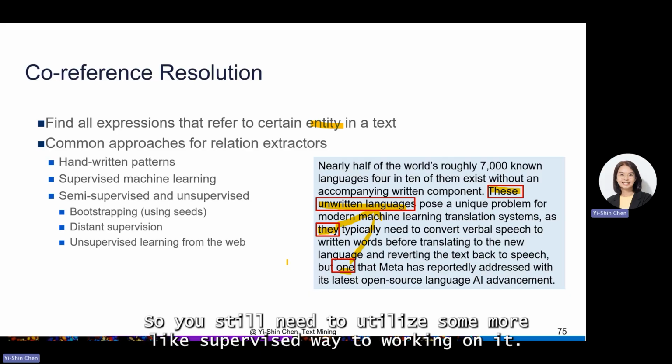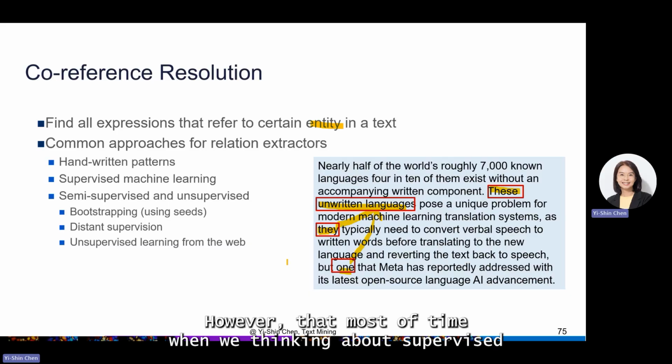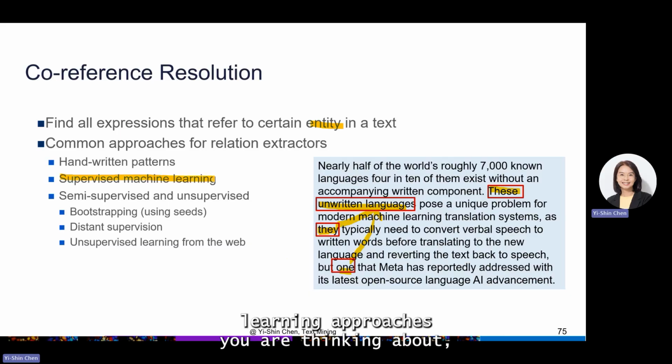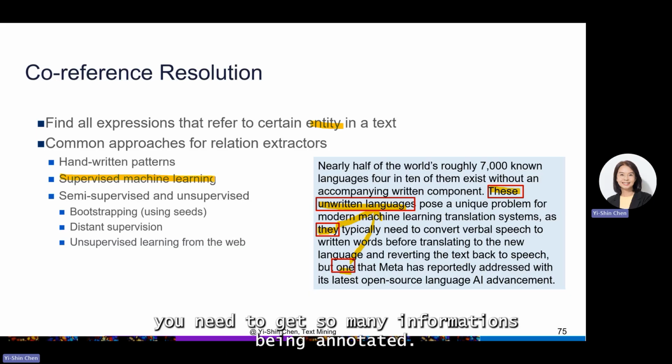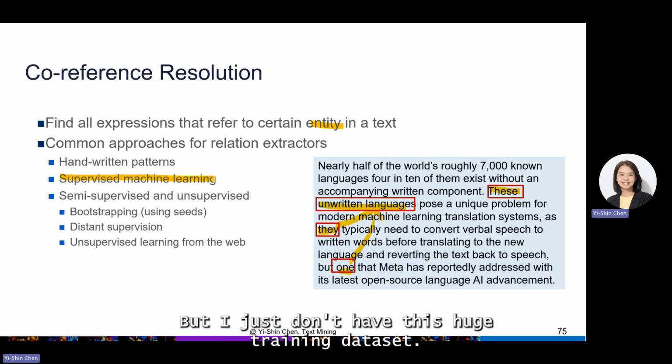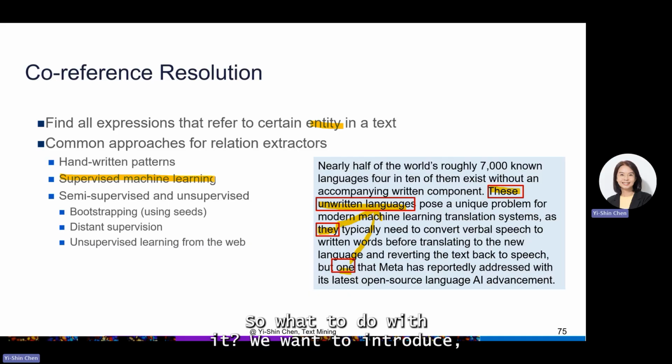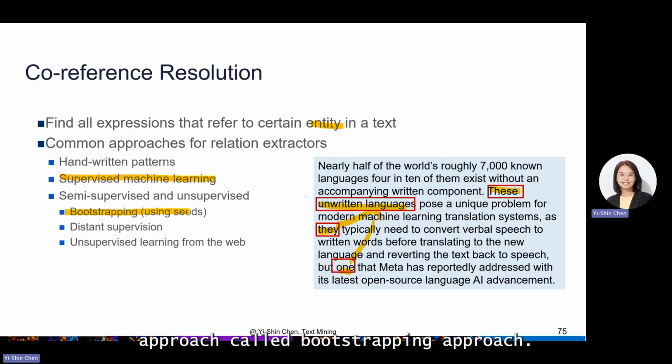So you still need to utilize more of a supervised way of working on it. However, most of the time when we're thinking about supervised learning approaches, you need to get so much information annotated, but I just don't have this huge training data set. So what to do with it? We want to introduce an approach called the bootstrapping approach.